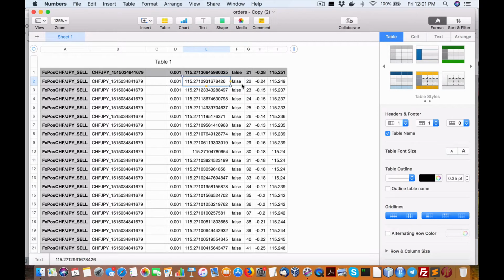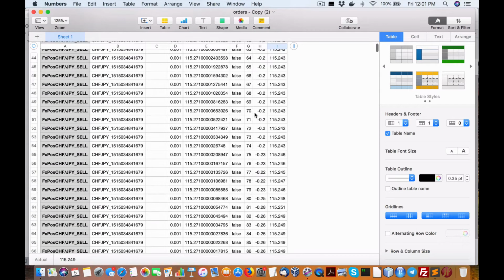There's no display on ATR here. The false means it's a short. If it's true, that means it's a long. This is the number of bars since the position's been opened. And this here is the key: the negative 0.24 is the P&L, the profit and loss of the position in US dollars. And this one is the latest market closing price.